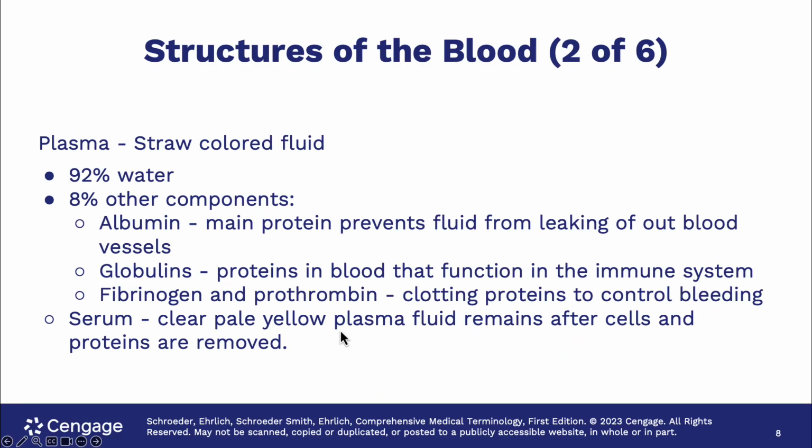The plasma itself is a straw-colored fluid. 92% of that is water. 8% is other components, so different proteins: albumins, globulins, fibrinogen, and prothrombin. And then there's a serum that's the yellow-colored fluid that if you removed all the cells and all the proteins, you'd still have that serum, the yellow-colored fluid.